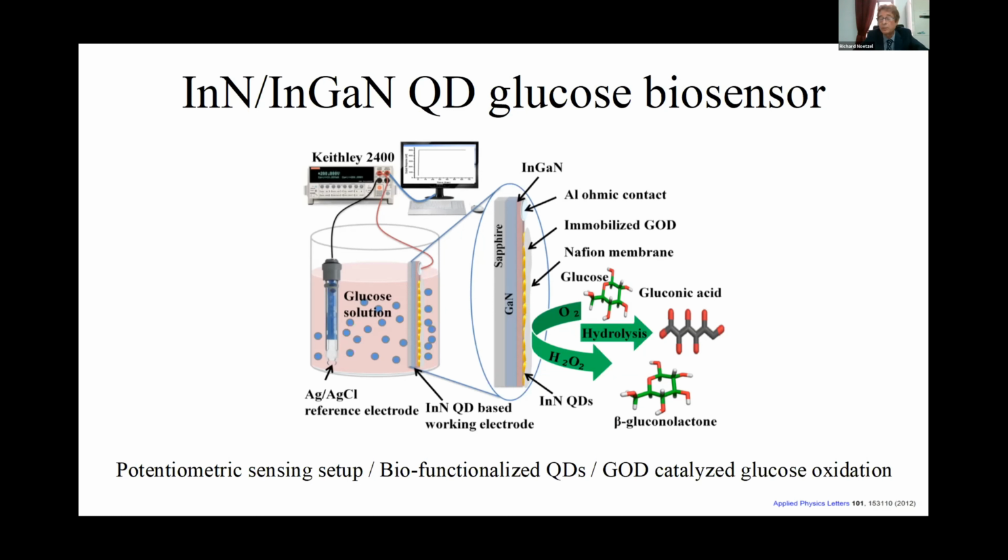This oxidation, we will see, changes the surface potential of the quantum dots, and this is then measured as voltage between the reference electrode and the sensing electrode.